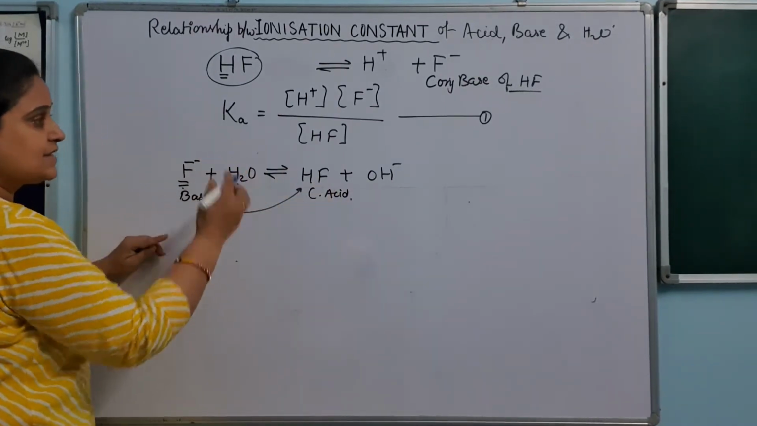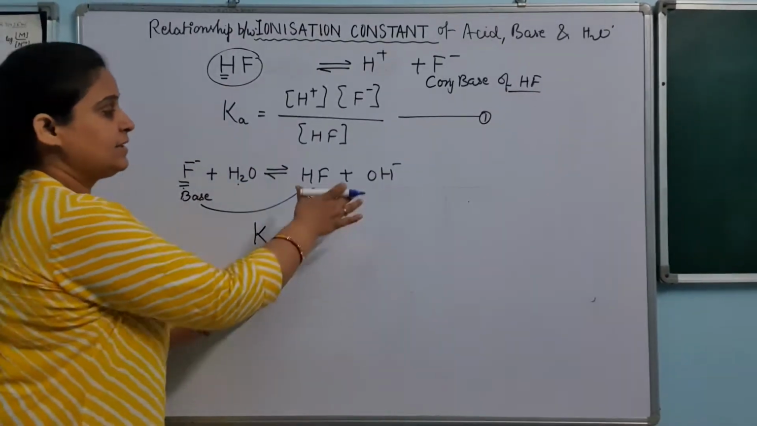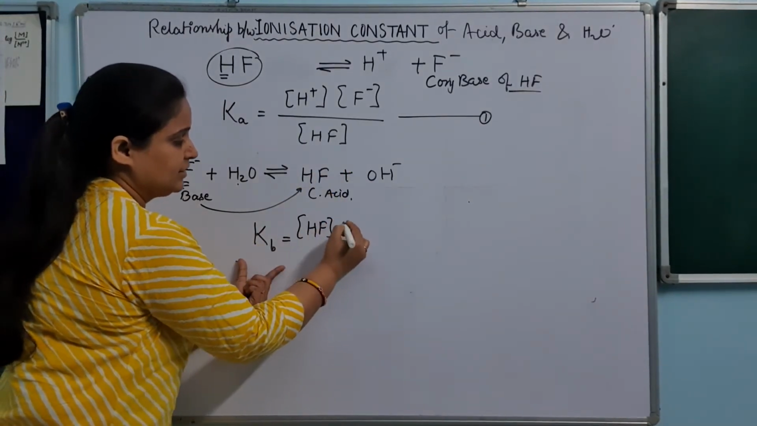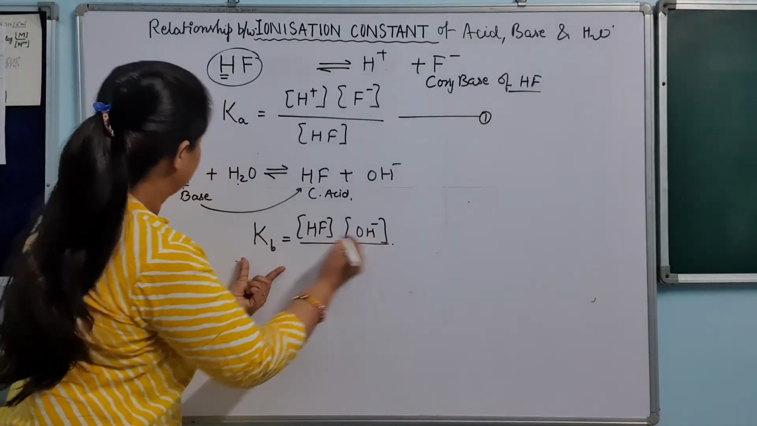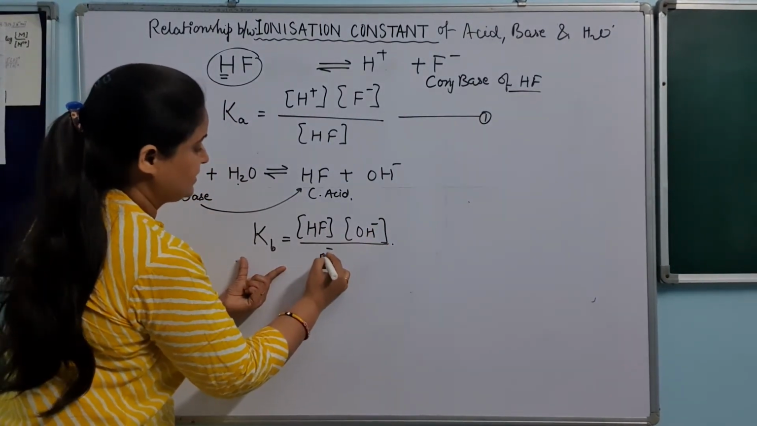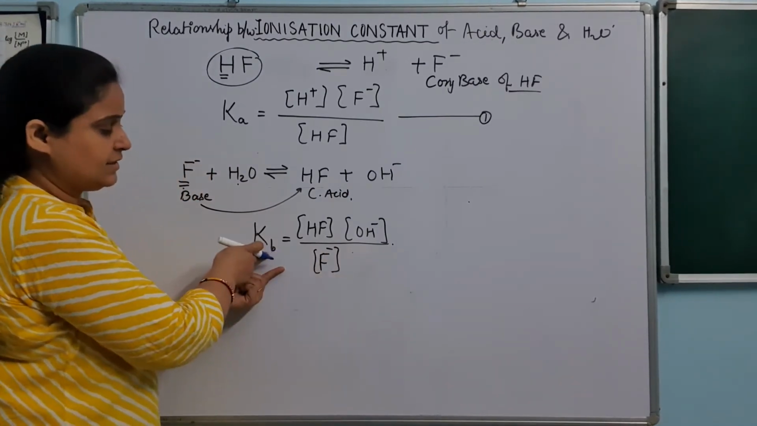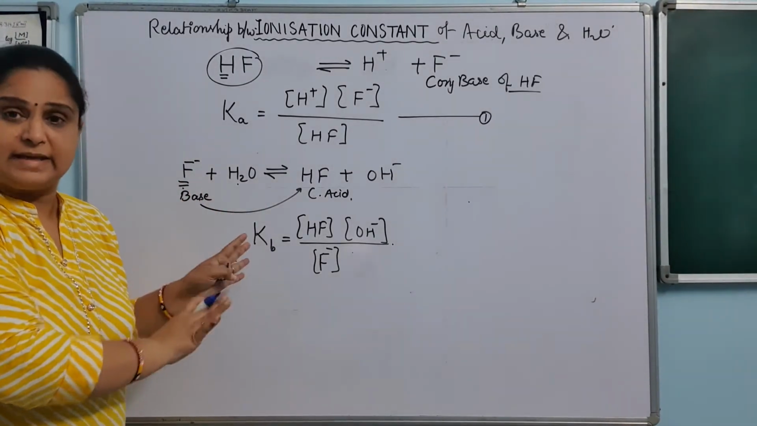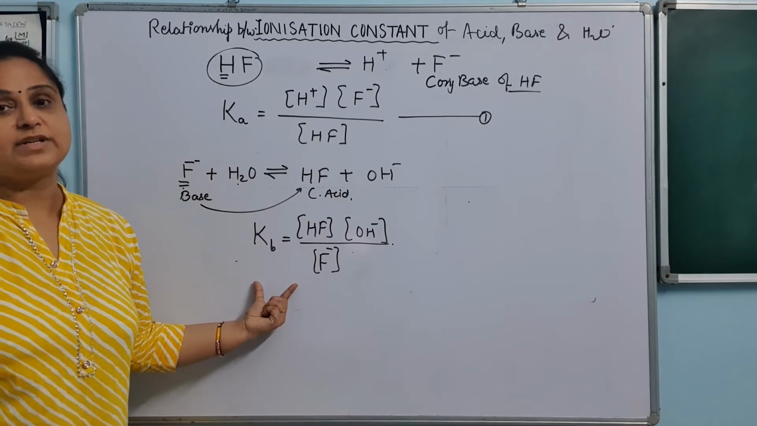ठीक है, अब इसके लिए लिखिए what? इसके लिए base है तो Kb निकालेंगे. What will be Kb? HF concentration, OH minus concentration divided by F minus concentration. And obviously the water will be constant, so I will take it this side. I have taken it this side, that is why I am mentioning it like Kb.